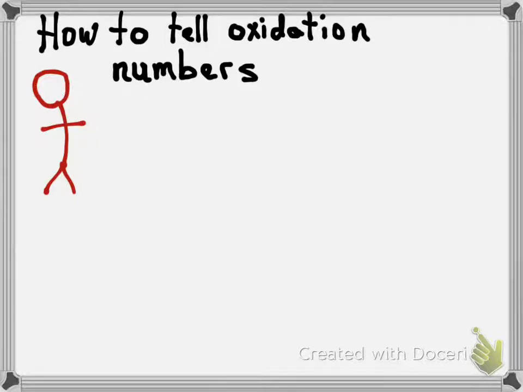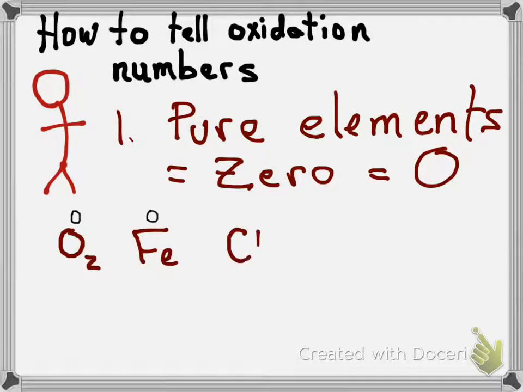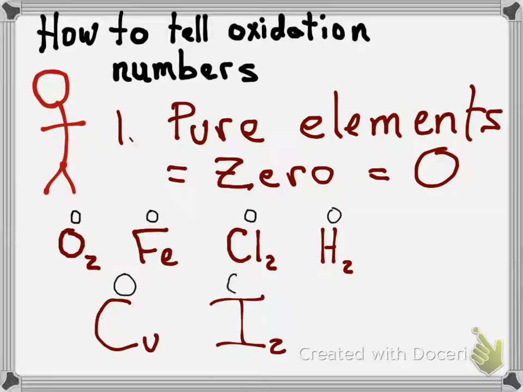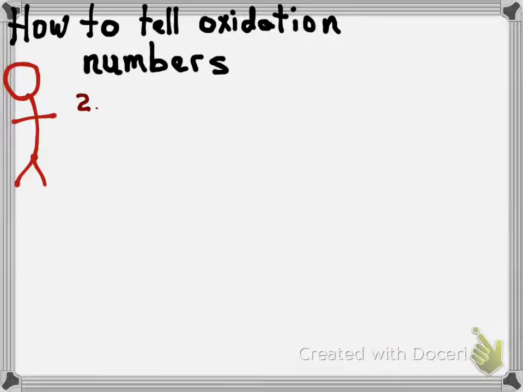There are a set of rules that can help us establish the oxidation number of every element that occurs in a chemical reaction. The first of these rules is that pure elements are zero. So if you see oxygen, O2, or iron, just Fe, the oxidation state for those elements is zero. The same for chlorine or hydrogen or copper or iodine or sodium or sulfur. Pure elements have an oxidation state of zero.